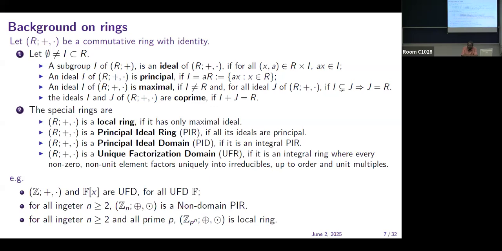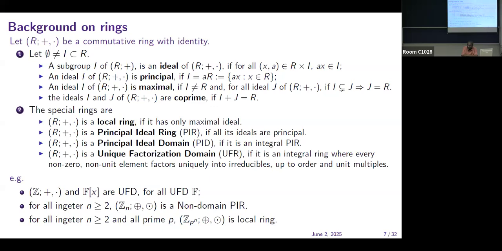For example, Z and the polynomial ring over a field are unique factorization domains, whereas for all integers n greater than 2, Z_n, the ring of integers modulo n, is not a domain or a principal ideal ring. Finally, for any integer n greater than 2 and any prime p, Z_{p^n} is a local ring.